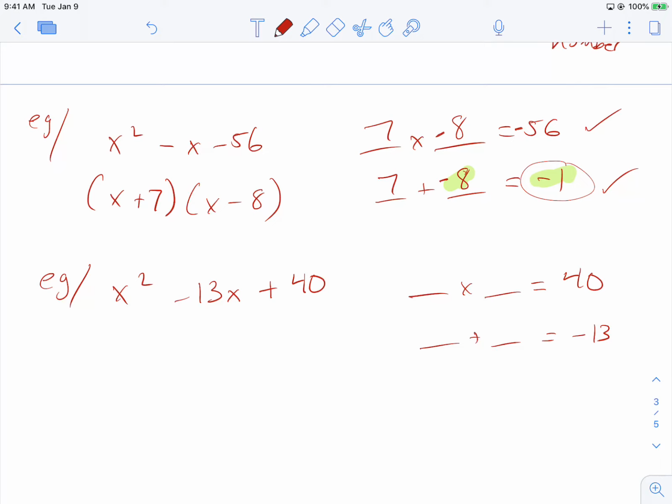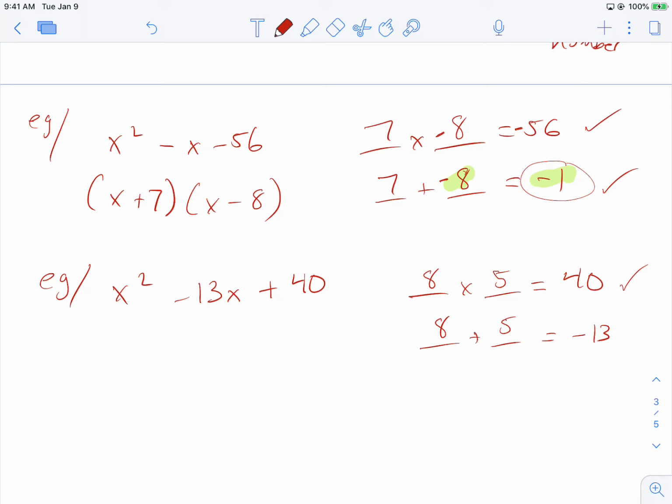What about 2 and 20? That's not going to get us to 13, but we're getting a little closer. What about 4 and 10? 4 times 10 gets us to 40, but is that going to get us to 13? No, that's going to get us to 14, so not so good. What about 8 and 5? Ooh, 8 and 5 works. 8 times 5 gives us positive 40, and let's just double check.